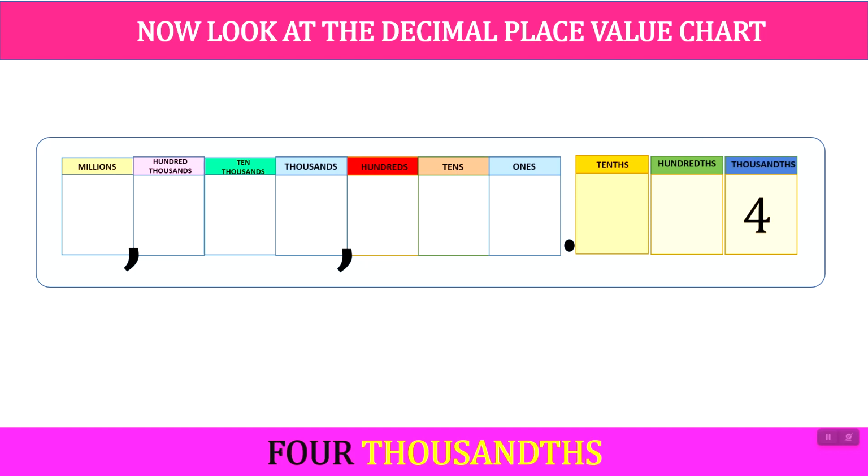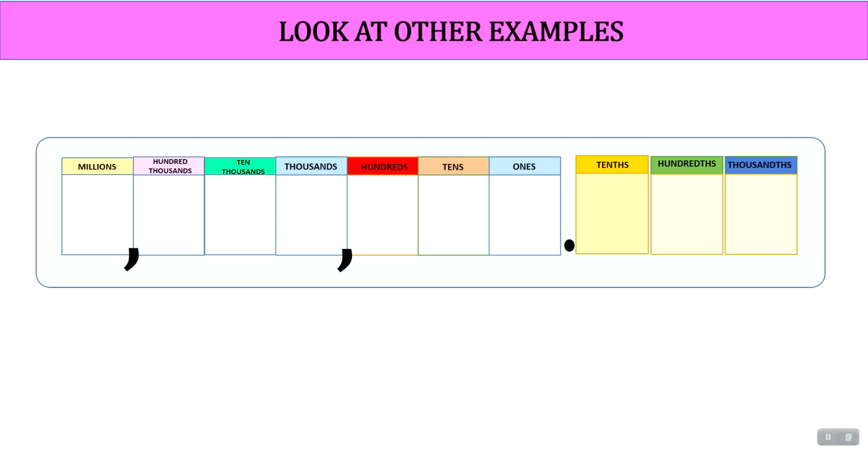Again, because we know we're talking about thousandths, we know we need 3 digits after the decimal point. So we put a 4 in the thousandths column, and we put zeros in the hundredths, tenths, and ones column. We know we have 3 digits because we're talking about thousandths, and this can be written as 4 over 1,000 as a fraction. Let's look at some other examples.